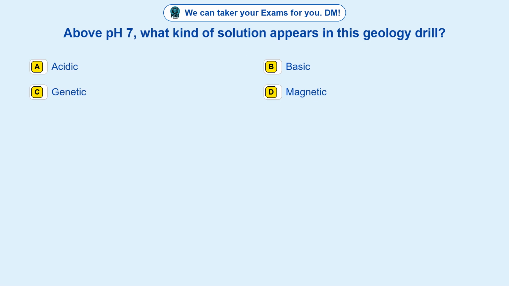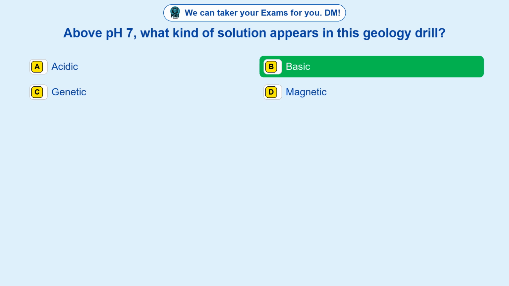Question 36. Above pH 7, what kind of solution appears in this geology drill? Option A, acidic. Option B, basic. Option C, genetic. Option D, magnetic. The correct answer is option B.